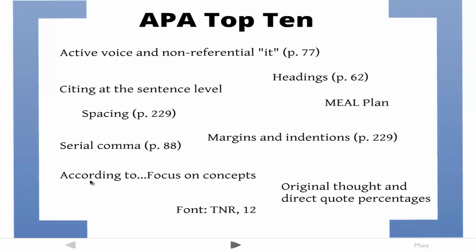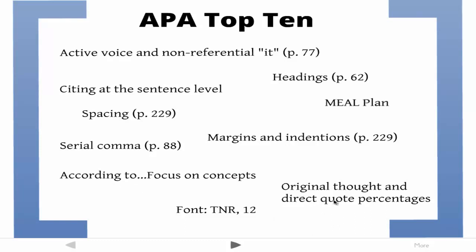Okay, I mentioned earlier the four different ways that you can cite, and I have listed here "according to" versus "focus on concepts." The idea here is that we want to focus more on concepts than on the authors. What I mean by that is we want to cite more with the author's name within the parentheses and avoid overusing "according to this author." Again, the idea is to focus more on the concepts than on the author.